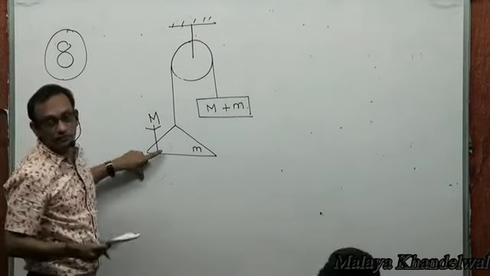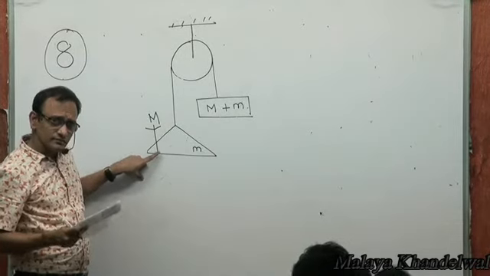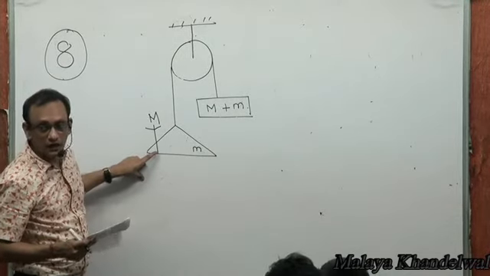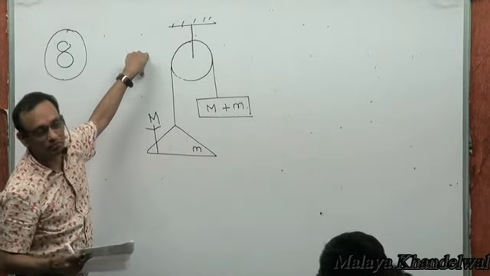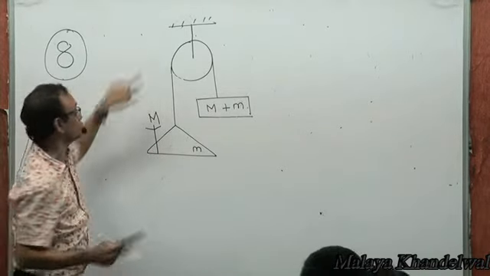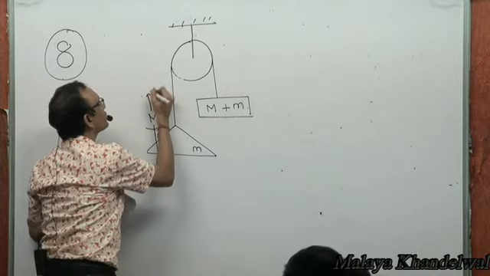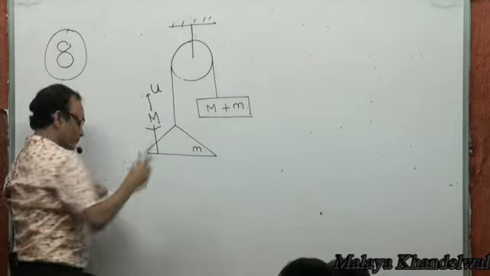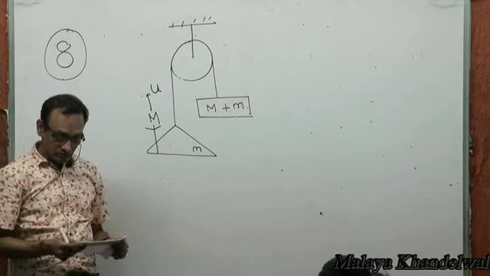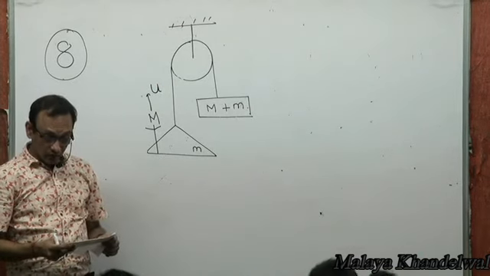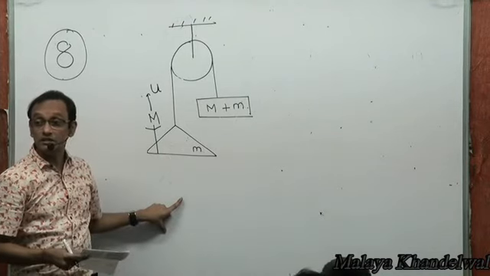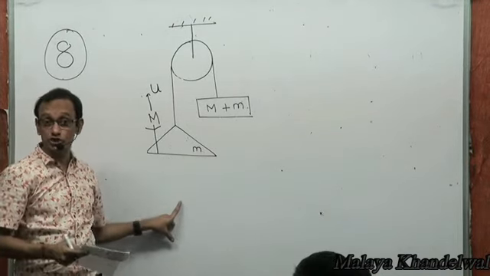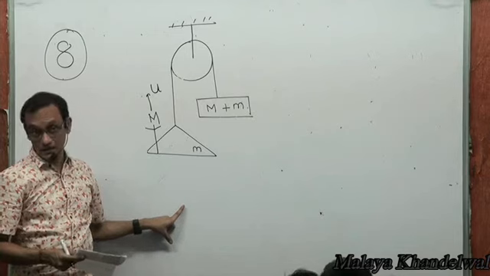Now this man, monkey incarnate, jumps up with a velocity u, itching to jump. We want to find the distance through which this platform will descend.